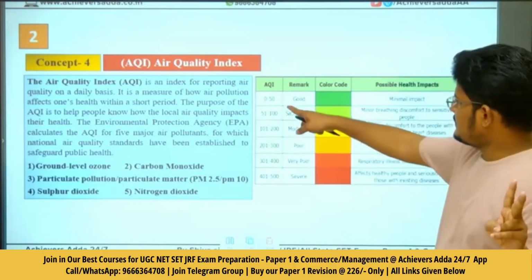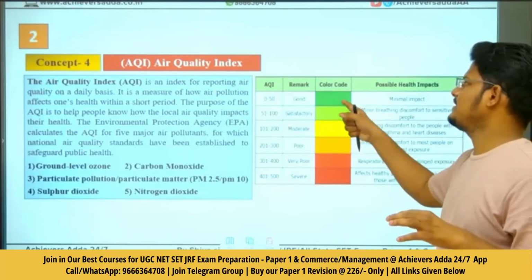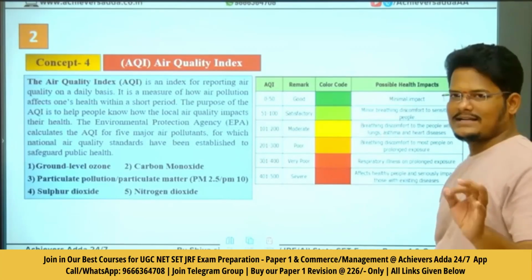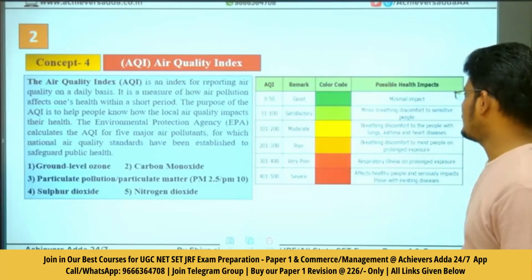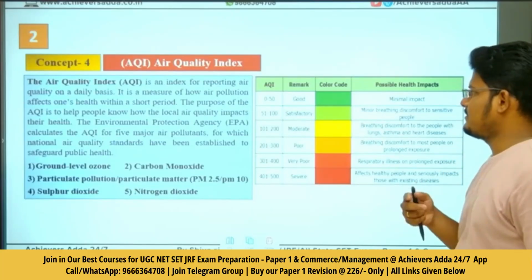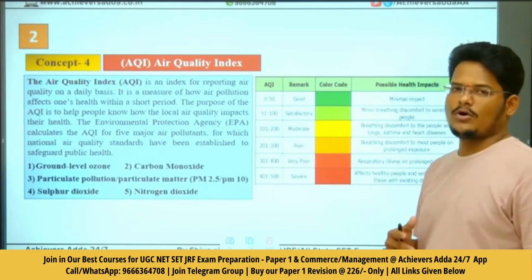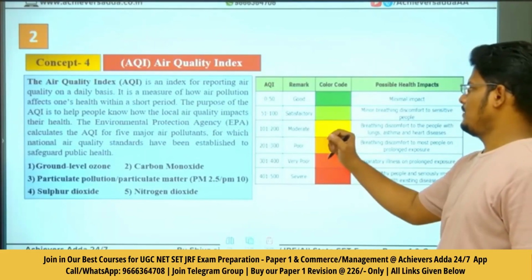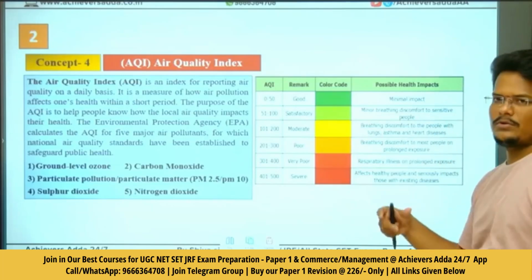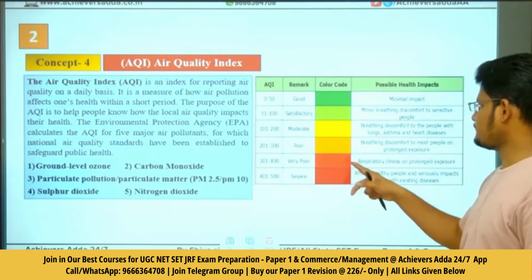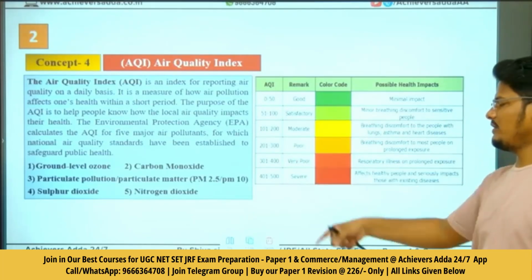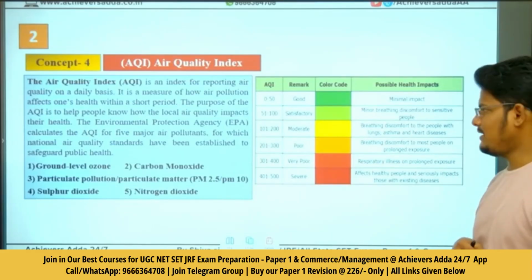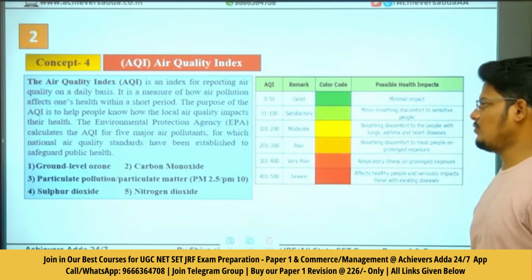In the air quality index, the range 0 to 50 is green, which is very good and healthy. 51 to 100 is satisfactory, light green, with some minor breathing discomfort. 101 to 200 is moderate, yellow, with breathing discomfort for people with asthma and heart-related health issues. 201 to 300 is poor, creating breathing issues for most people. 301 to 400 is very poor.